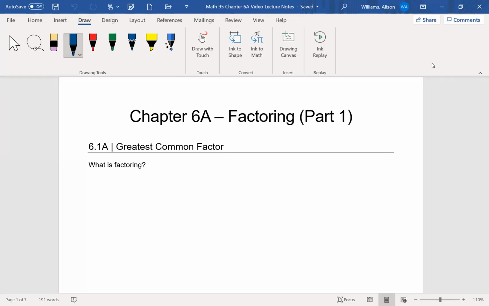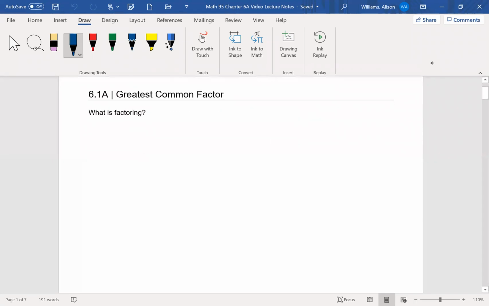In this video, I'm going to go through an introduction to factoring, and then we're going to talk about the first type of factoring that we're interested in learning, and that's the greatest common factor. So first, let's discuss what factoring is.